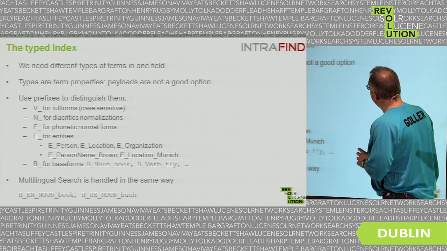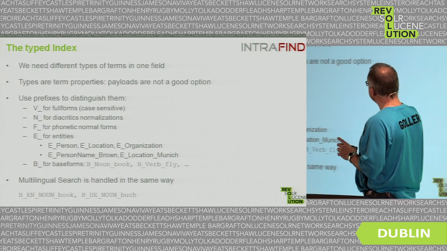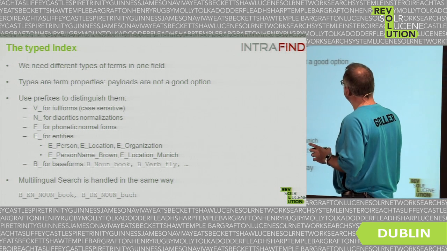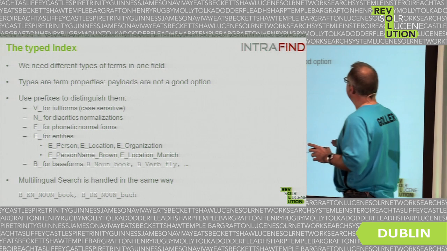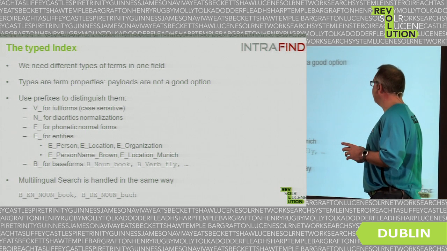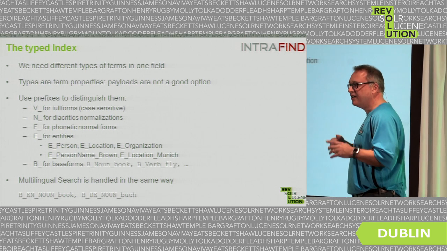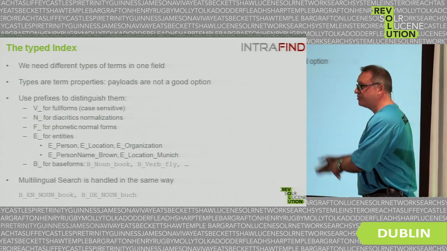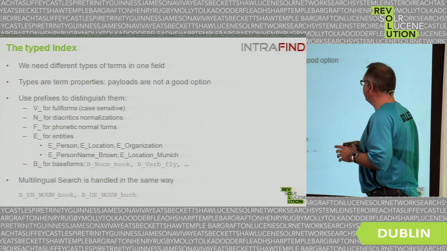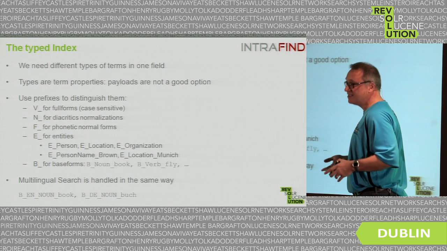So this is why we came up with the idea of the typed index. The situation is we need different types of terms in one field. These types are term properties. So the first idea is to use payloads, but payloads are for occurrences of terms, really, they are in the positions list. These types are properties of terms, so we need another place to put them in Lucene. And unfortunately, there's no such place currently.